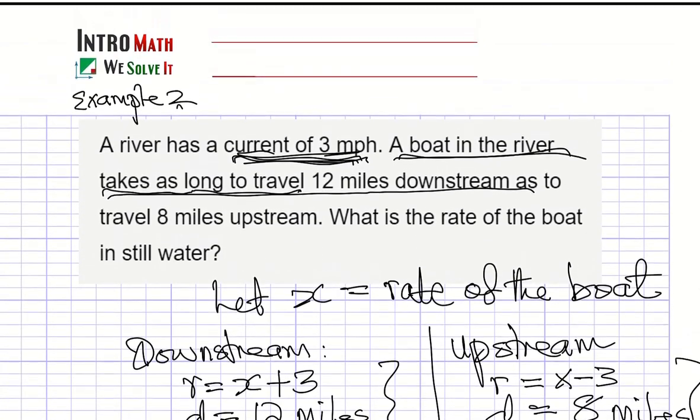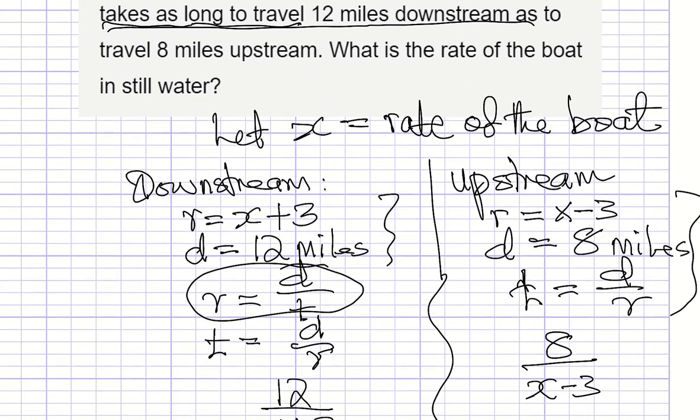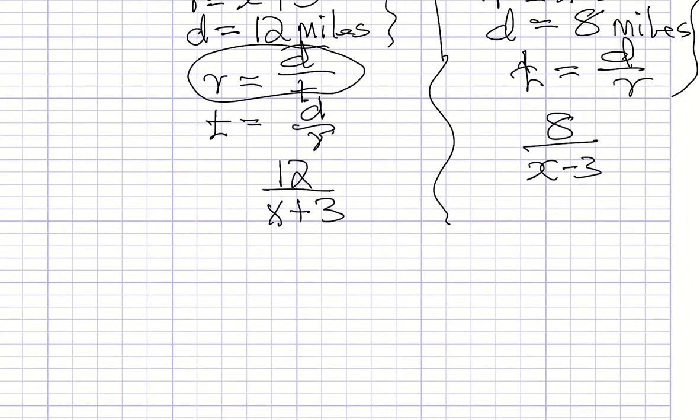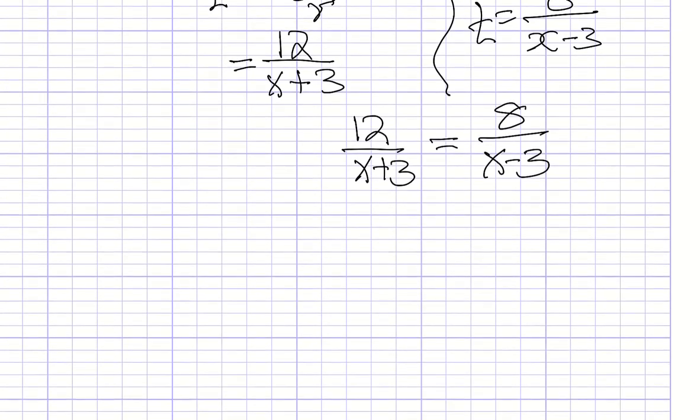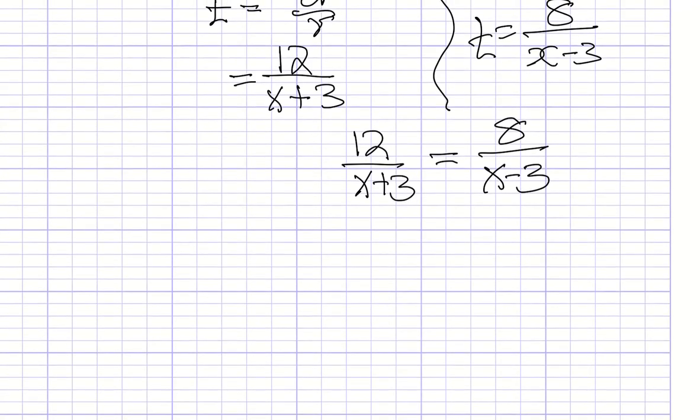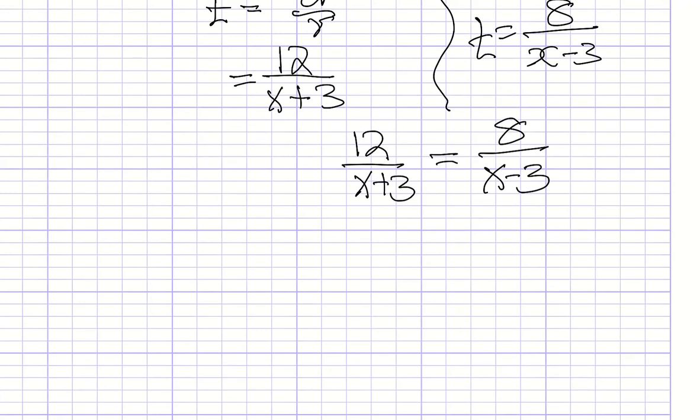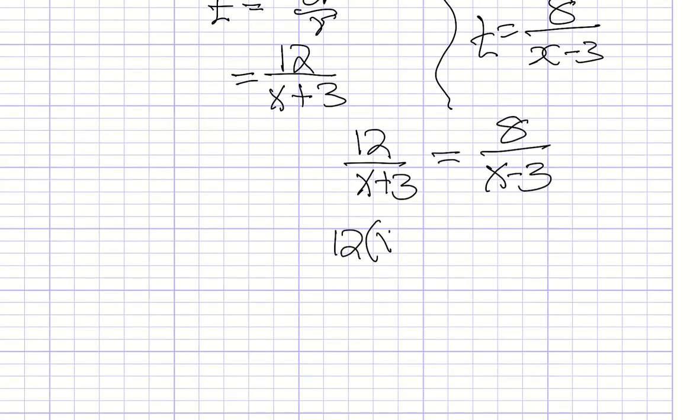It takes as long to travel downstream as to travel upstream. So you equate those two. 12 over x plus 3 is equal to 8 over x minus 3, because the time is the same. See, don't forget this is time. The time is the same, okay? So you equate those things and then you solve. Once you equate it, there's really nothing you can do. You have to cross multiply. You cross multiply, then what do you get? You get 12 times x minus 3 equals 8 times x plus 3.